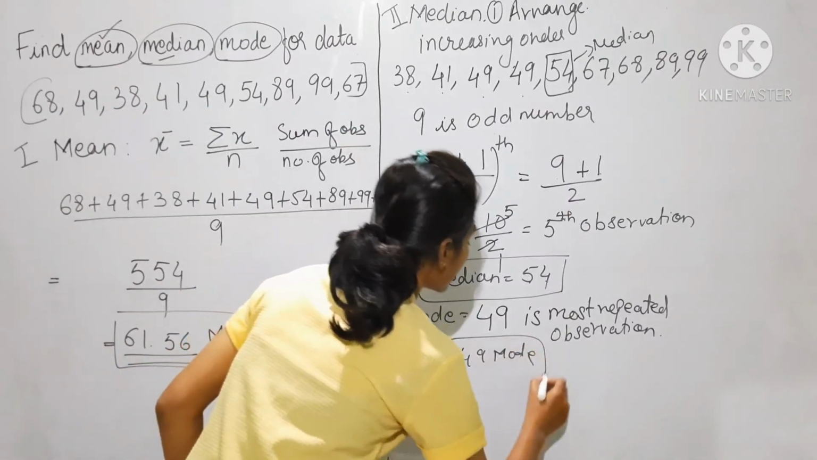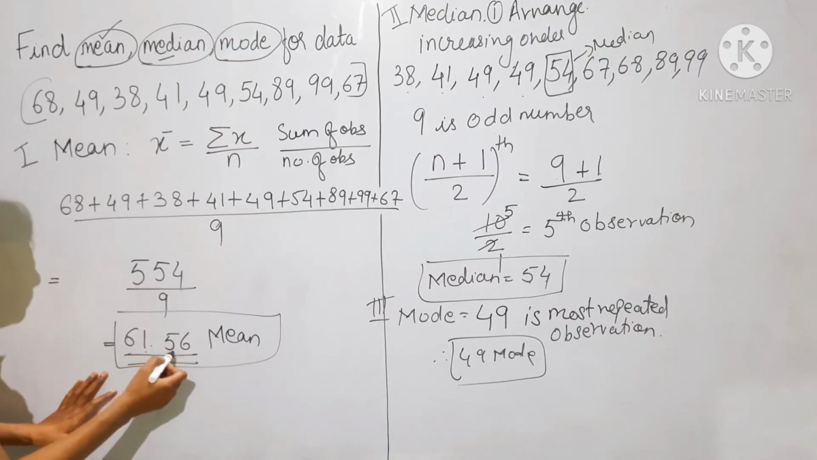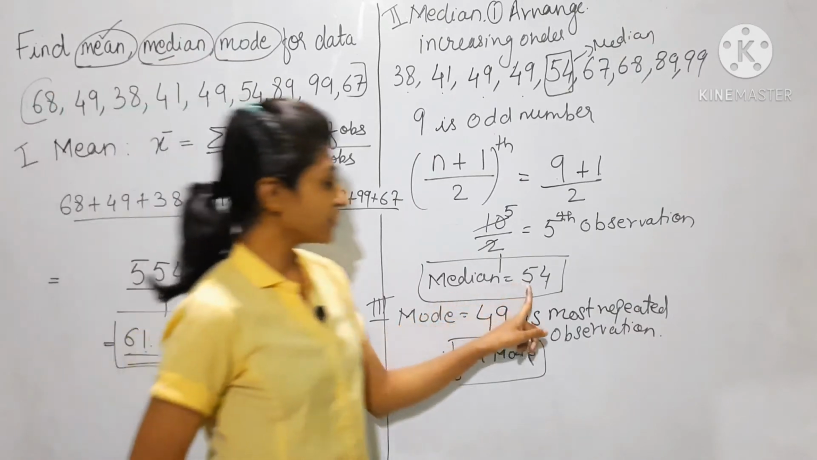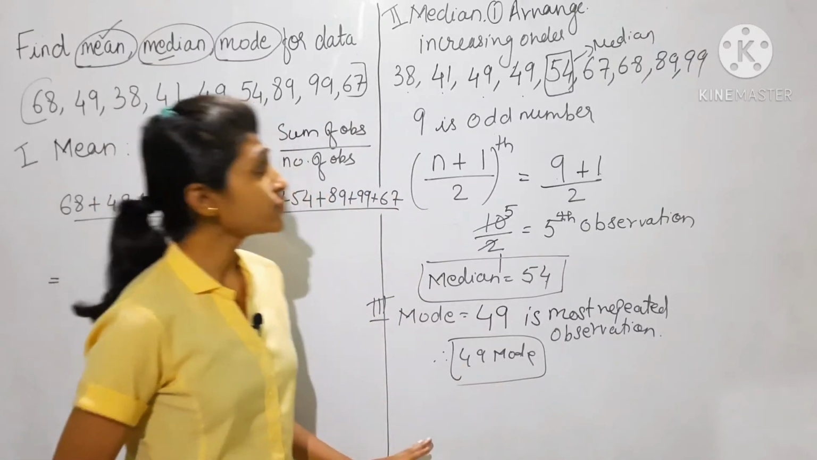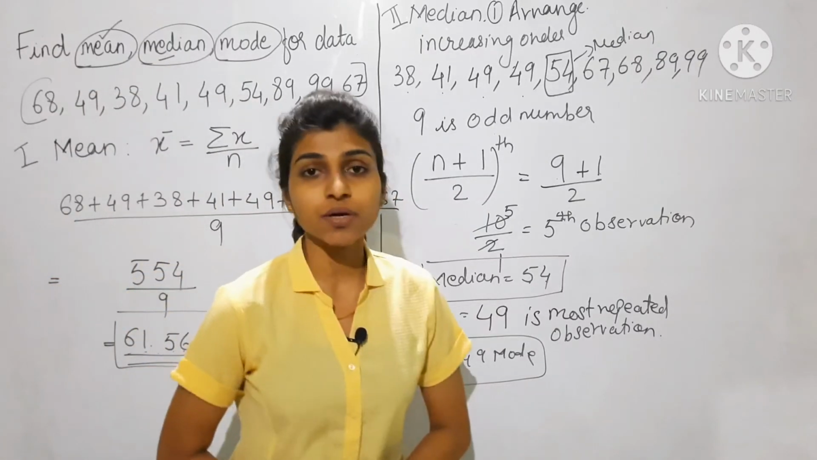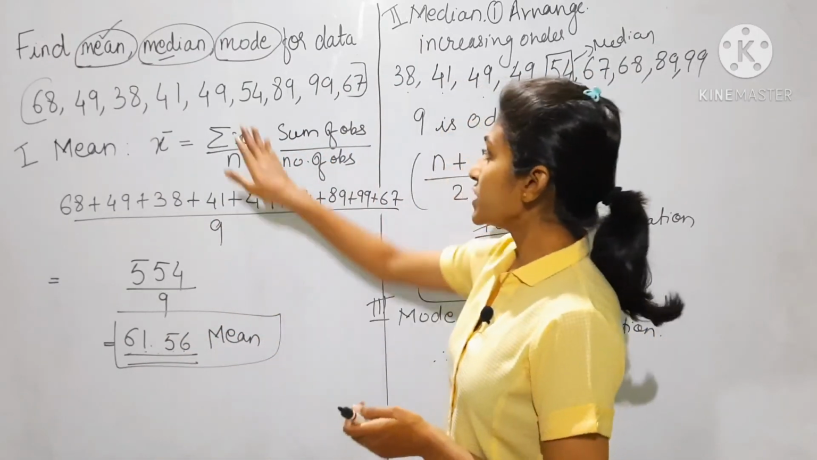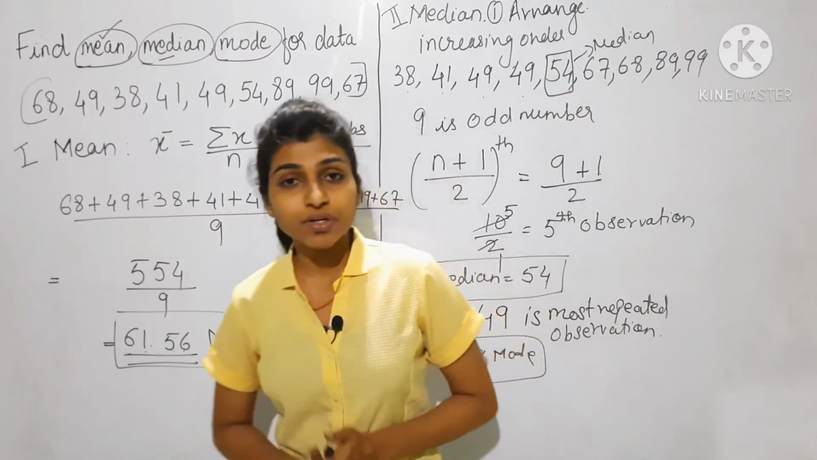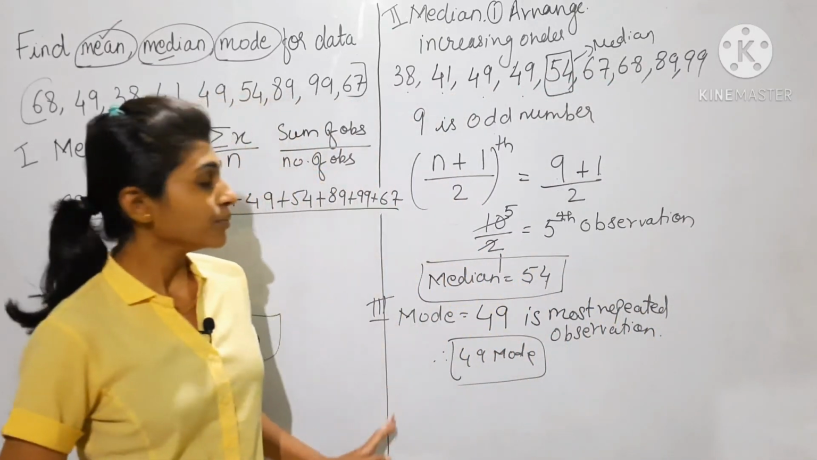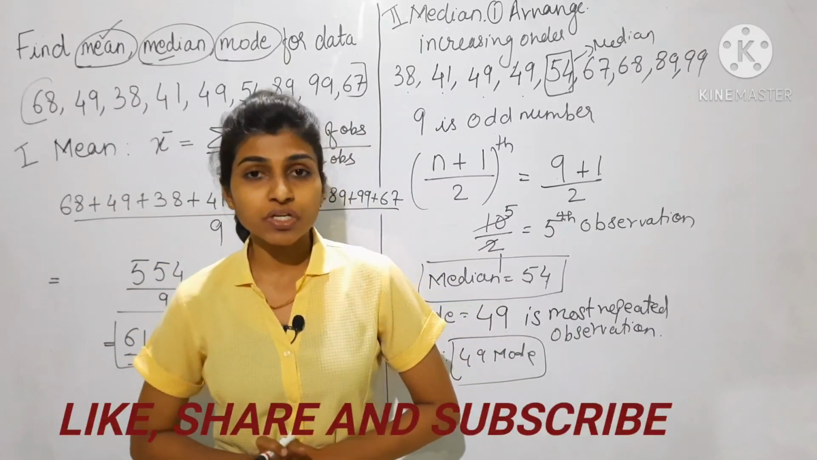So the mean we have got is 61.56, the median is 54, and the mode is 49. In this way you have to find the mean, median and mode all together for one simple individual observation data. I hope you have understood how to find mean, median, mode for individual observations.